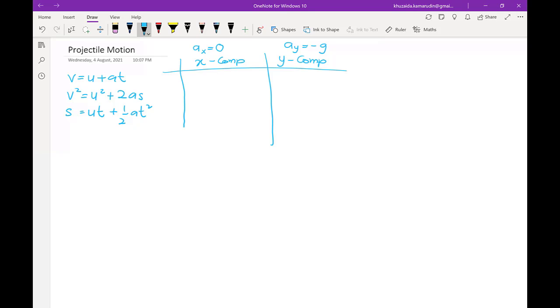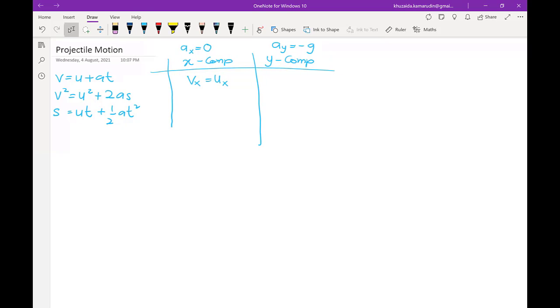Therefore, the equation V equals U plus AT akan jadi Vx equals Ux sahaja, because A equals 0, so 0 times T equals 0, hilang AT dekat belakang. The next one for Y component, what you're gonna have is Vy equals Uy minus GT. So you nampak dekat sini, kita substitute A dengan negative G.